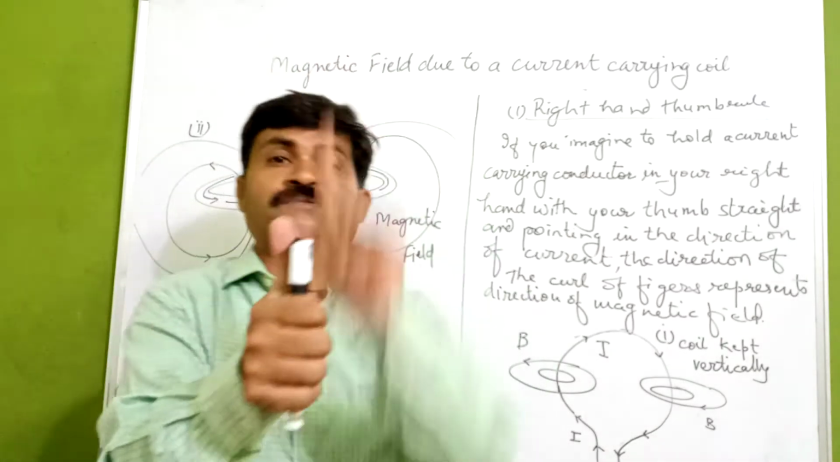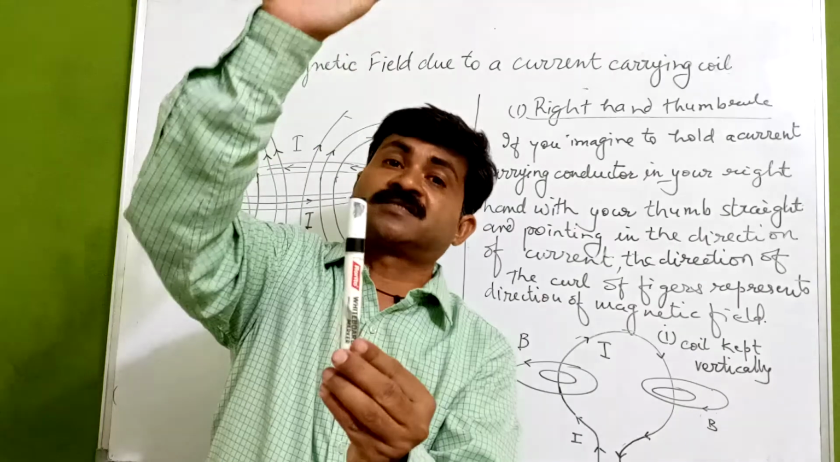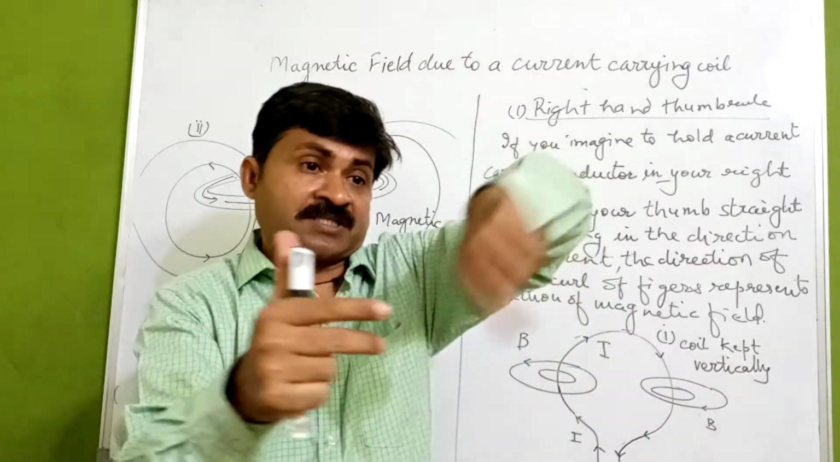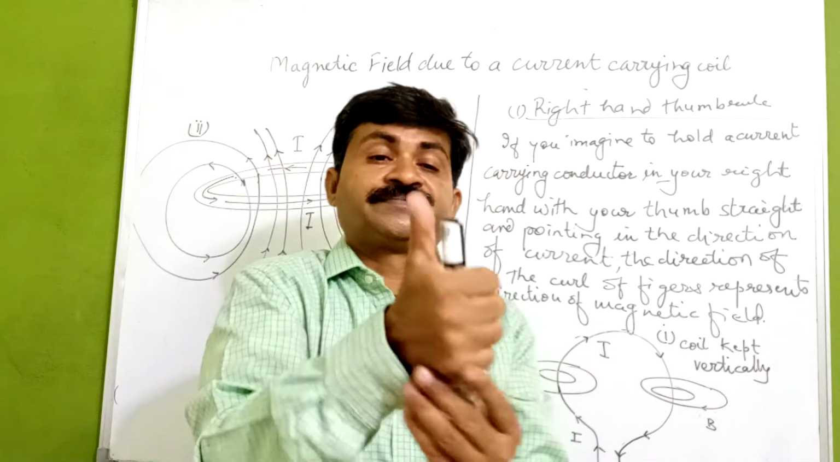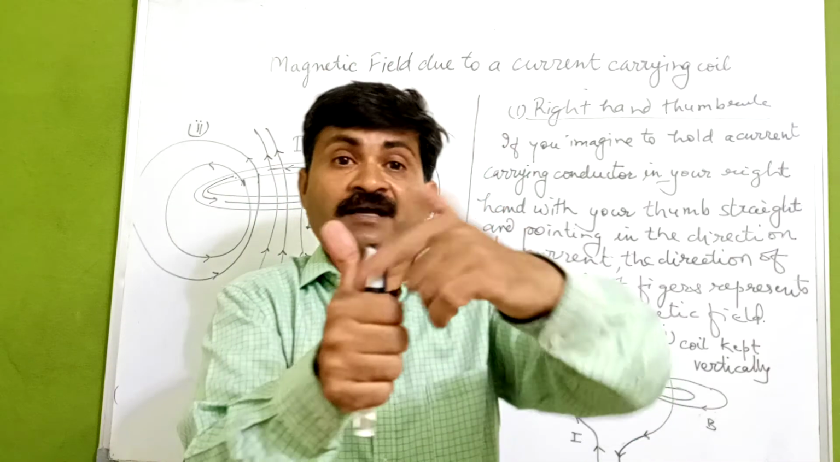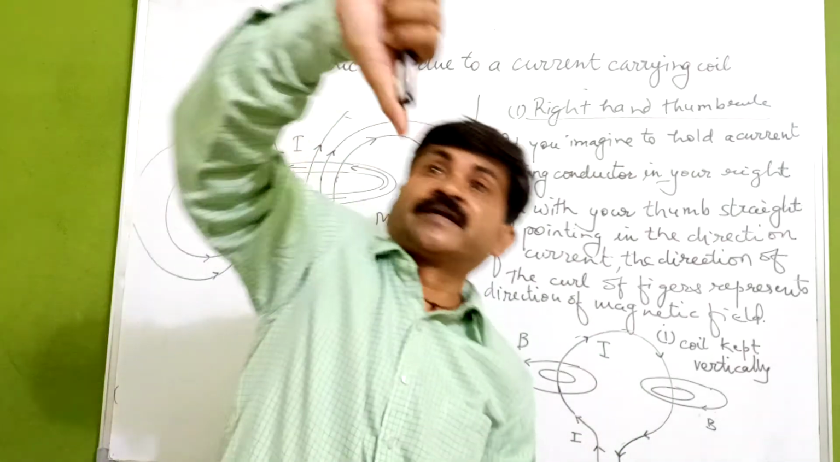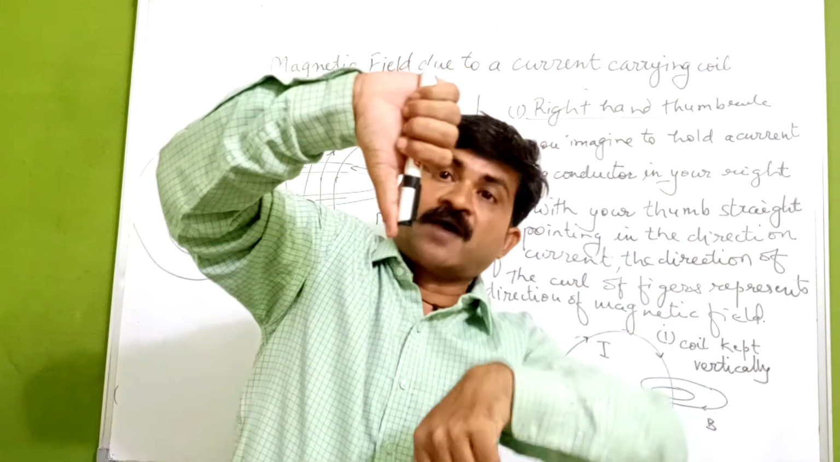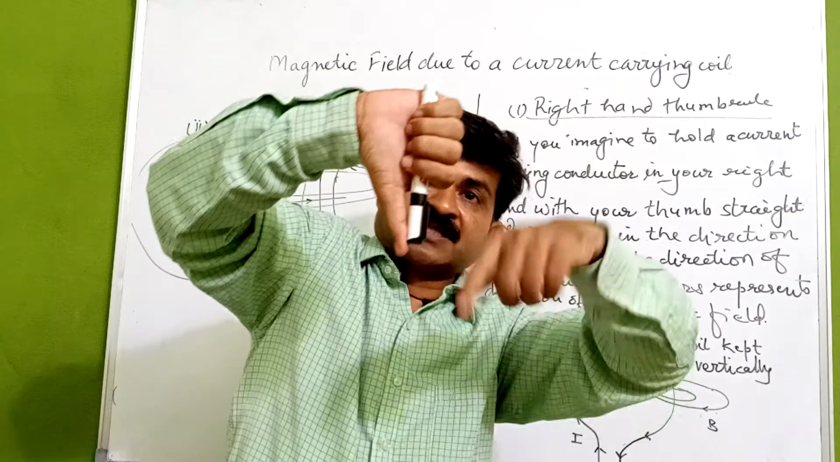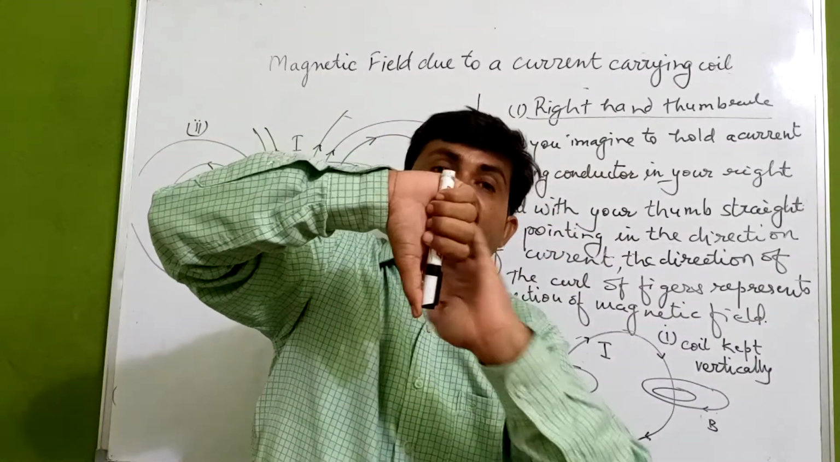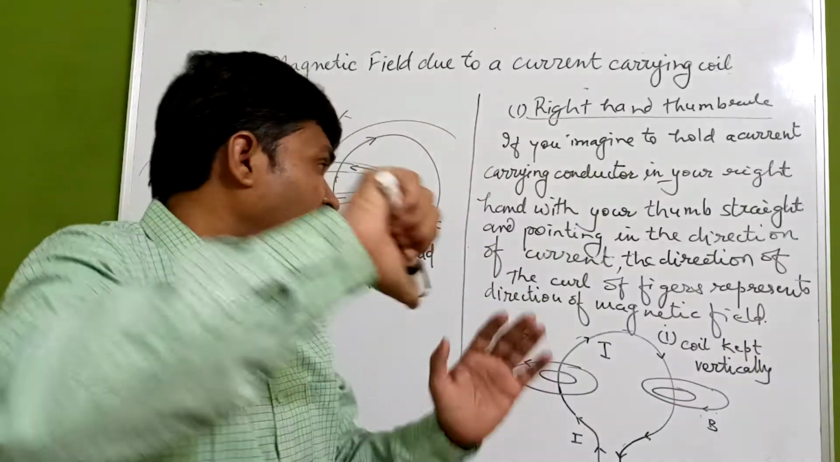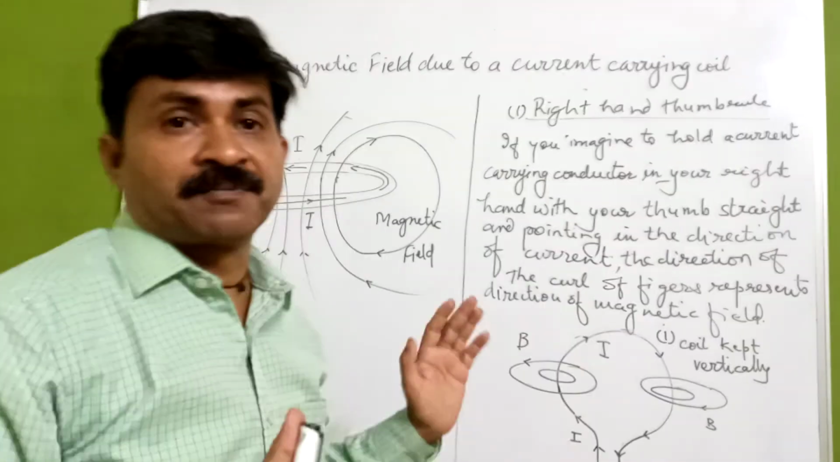This is the direction of the current. The current is flowing like this, and the curled fingers mean this. If it is flowing upward, the direction that you can see is anti-clockwise. And if you take it like this, the current is going downward, and the curled fingers coming in your direction are clockwise. So this will give you the direction of the magnetic field.